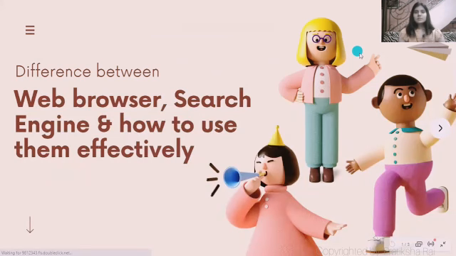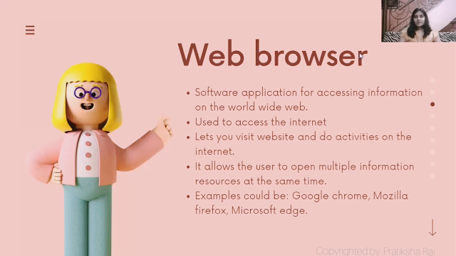Firstly, we'll discuss what is the difference between a web browser and a search engine. So, a web browser basically is a software application for accessing information on the World Wide Web. It is something that will lead you to the search engine, or to the website, or any activity that you're going to do. Okay, so a web browser helps you connect to the World Wide Web. It is used to access the internet, as I've already mentioned, like a mediator between you and the internet and the search engine. Okay, so it lets you visit websites and do activities on the internet.